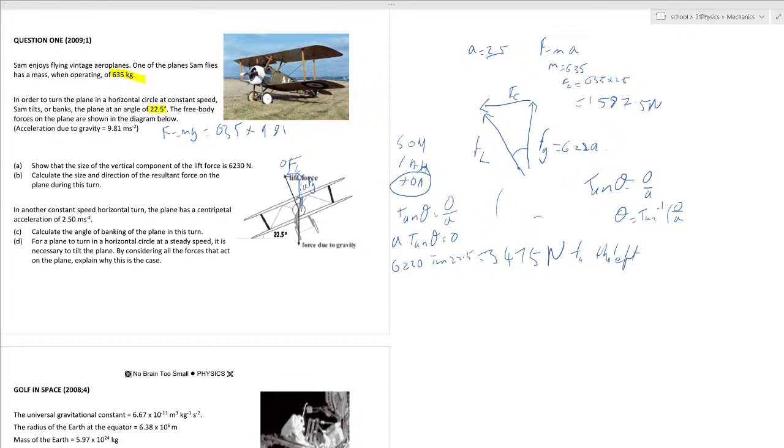6230 equals that, and then I'm going to do the inverse tan of the answer, and that's going to give me an angle of point. Does that sound right? Opposite over the adjacent, 0.2495. Have I done this question correctly?